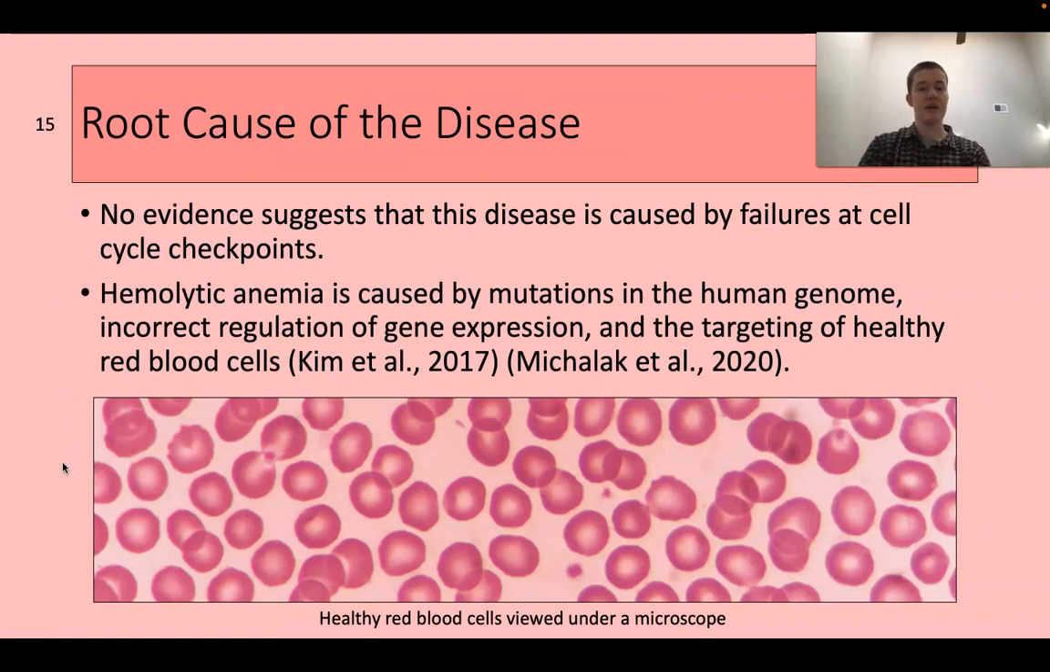And so hemolytic anemia involves the premature destruction of red blood cells. There is no clear indication that this disease is specifically caused by failures in the cell cycle checkpoints. Instead, hemolytic anemia is caused by mutations in the human genome, or incorrect regulation of gene expression, and lastly, the targeting of healthy red blood cells by misdirected white blood cells.